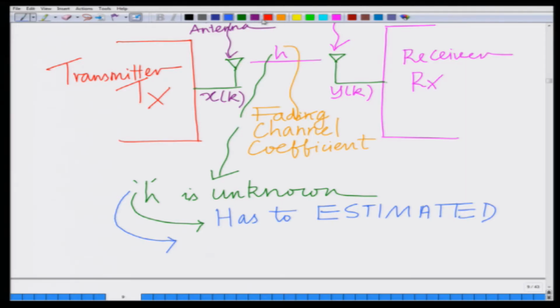Let me write it out clearly. The process of estimating this channel coefficient h is termed as channel estimation. That is, the scheme for estimating this unknown channel coefficient h, so that communication can take place between the transmitter and the receiver. This process is known as channel estimation.